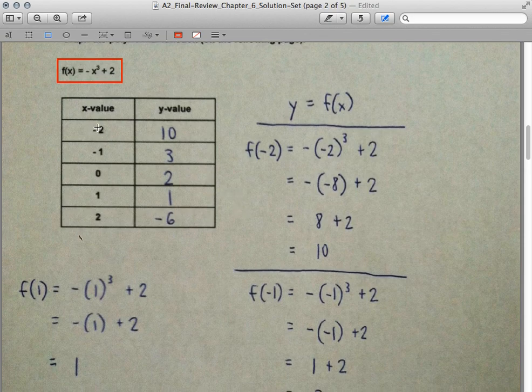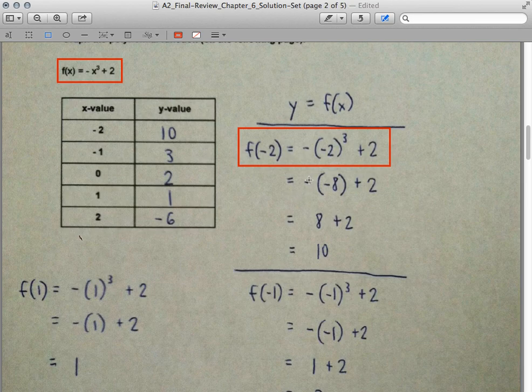When our input value is negative 2, notice this states that f of negative 2 equals the opposite of negative 2 cubed plus 2. Again, I stress using the parentheses when you are substituting values into a function. And I also stress the understanding that this negative sign in front of a variable means the opposite of whatever that value is. It does not have to be negative. So I would understand this to be the opposite of x cubed plus 2.